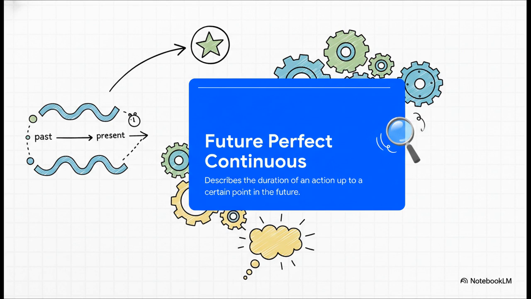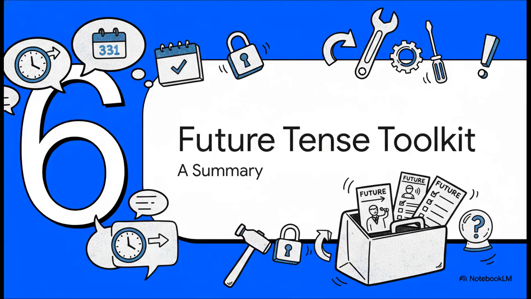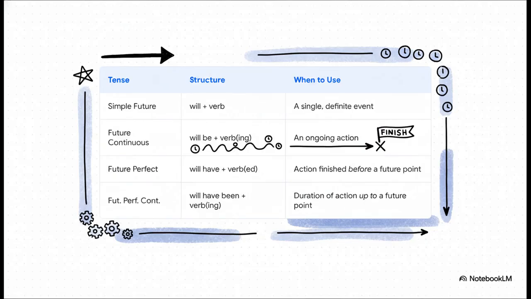It's awesome because it connects the past, the present, and the future. It describes how long an action has been going on, right up to a specific moment still to come. It's all about that long-term perspective. And there you have it, 4 really powerful tools to talk about absolutely anything that's coming up. So let's put them all together in one handy toolkit so you can see exactly when and how to use each one. Okay, this right here is your cheat sheet.